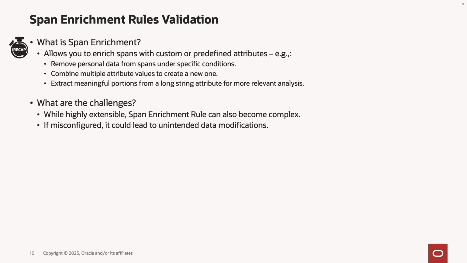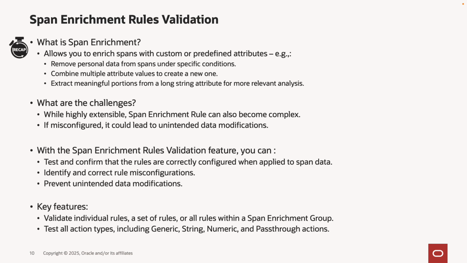On the other hand, because it is highly extensible, enrichment rules can be very complex. If misconfigured, these rules can unintentionally alter your data. The newly introduced rules validation feature allows you to validate the rules before saving them. With this feature, you can ensure that span enrichment rules are correctly configured and applied to your span data before they go live. This helps you to identify and correct misconfigurations, preventing unintended data modifications, and ensuring accurate span enrichment.